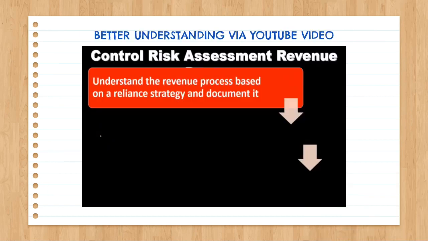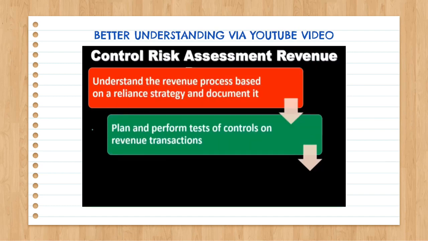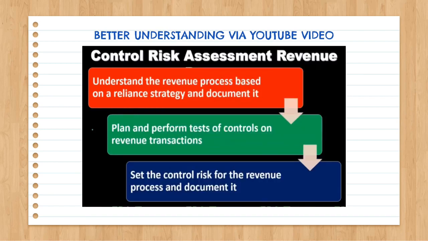Control risk assessment, revenue. We want to understand the revenue process based on a reliance strategy and document it. So we're going to test the internal controls with relation to the revenue process, and then, of course, document that. That's going to be part of our audit evidence. Plan and perform tests of controls on revenue transactions. So we're going to have testing of controls on the revenue transactions and set the control risk for the revenue process and document it.